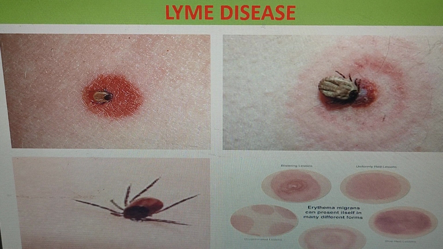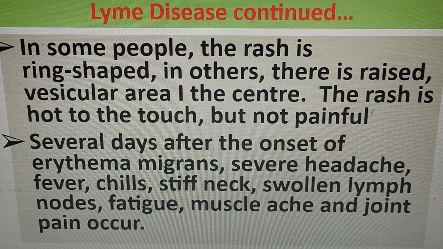To continue, in some people the rash is ring-shaped. In others, there is a raised vesicular area at the center. The rash is hot to the touch, but not painful. Several days after the onset of erythema migrans, severe headache, fever, chills, stiff neck, swollen lymph nodes, fatigue, muscle ache, and joint pain occur.